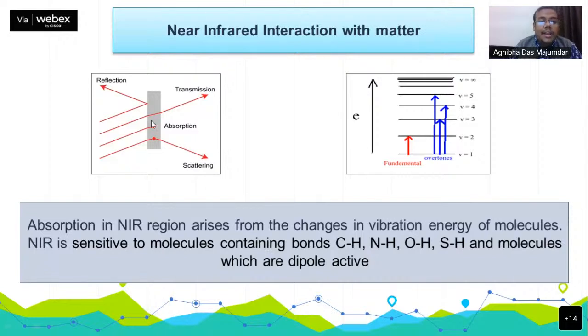This is again the pictorial presentation which I told you about in the last slide. Absorption in the near infrared region arises from the change in vibrational energy of the molecules. Those are the energy levels. If there is a change in vibrational energy, as a result we will have the NIR spectrum. So NIR is sensitive to molecules containing CH, NH, OH, SH, and those are the infrared active molecules.